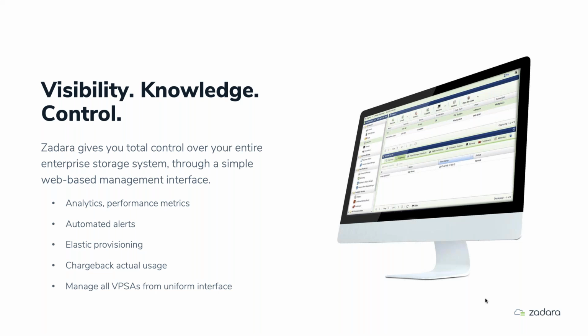Yeah. So we give you the analytics and the performance metrics, of course, so you can see what's going on in your system. The automated alerts. Obviously, the elastic provisioning you were talking about. Yeah. The chargebacks are a real hot feature. I know a lot of people really get a kick out of this because they haven't had this kind of capability before. I've been in enterprise storage for a long time, and it is stunning to me that customers are still struggling with getting real chargeback, even if you're just doing showback. Actually getting the numbers. That's just a standard part of our offering.